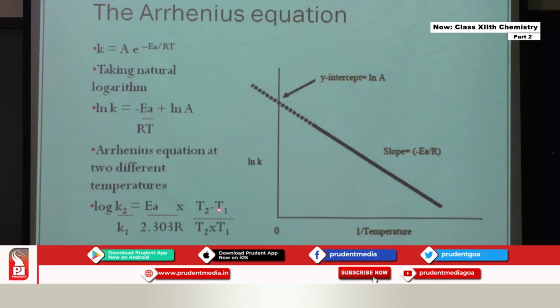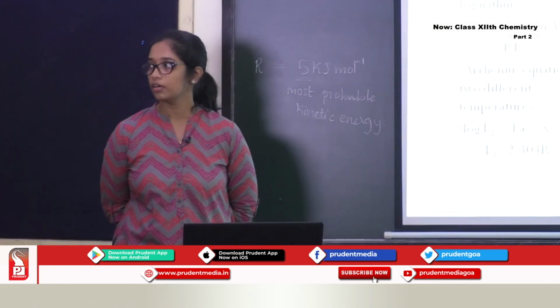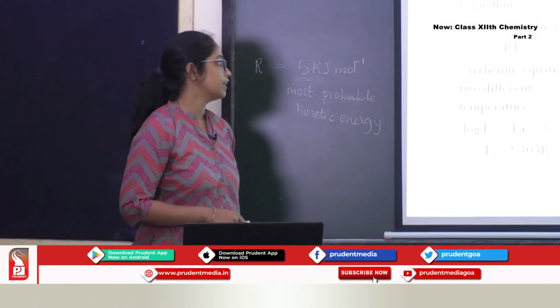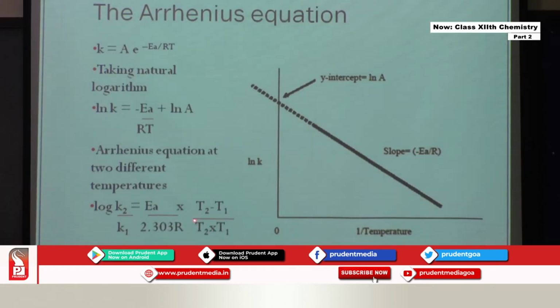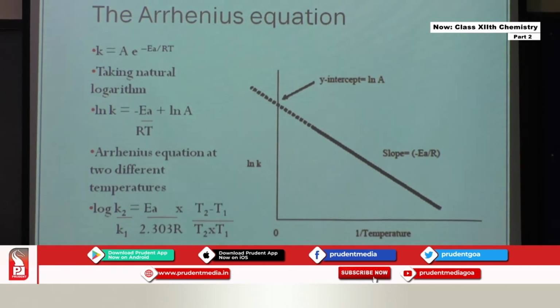Now, what you need to understand here is this equation is important with respect to solving numericals. You could be given two different rate constants at two different temperatures. So, you should be able to solve numericals when such type of problems are given. The derivation of this final equation is not there for you. You just need to know the final equation and use it for numericals.